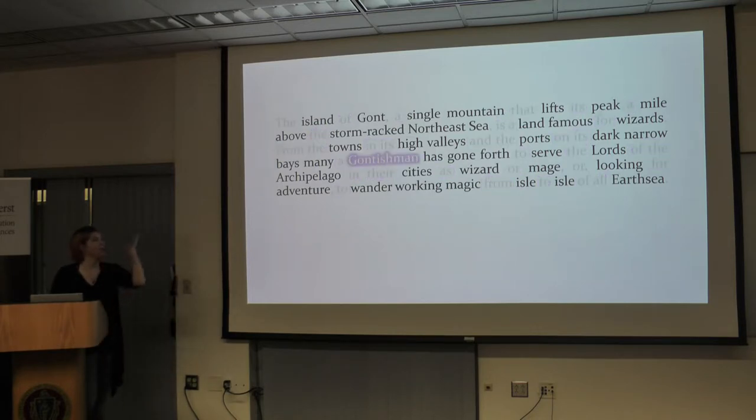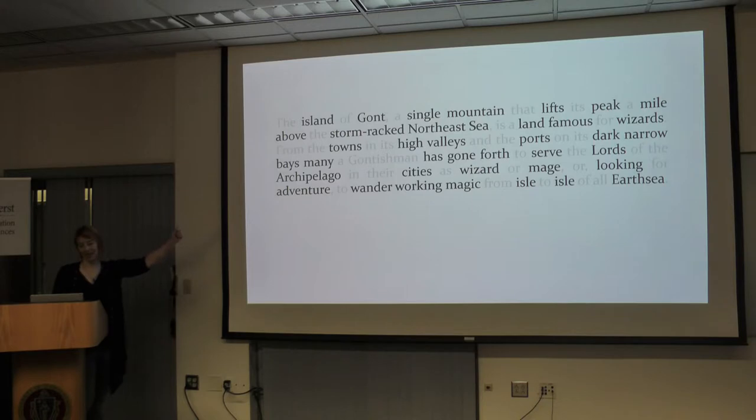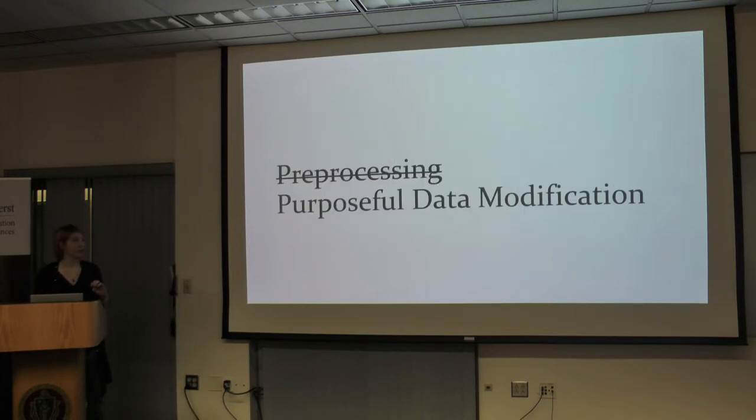Additionally, we also remove really rare words. So in the case of Gontishman, it's used once, it occurs in less than 5 total documents. So it's only in 5 pages, we'll just throw it out, because again, we can't learn much about it in terms of discourse. So we've removed a lot here. But this is perfectly fine for learning good models in general. Not necessarily for our literature case, but this is a common practice for working with news articles and beyond. But instead, I'm going to suggest, instead of thinking about this as pre-processing, let's think about purposeful data modification.